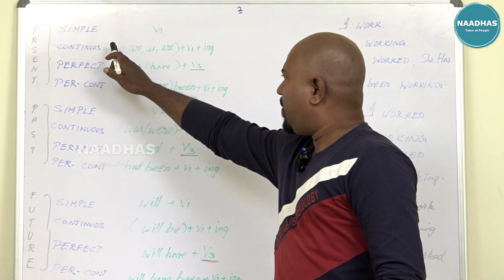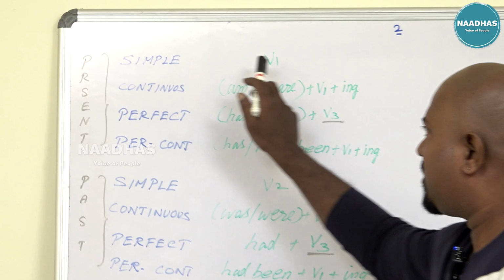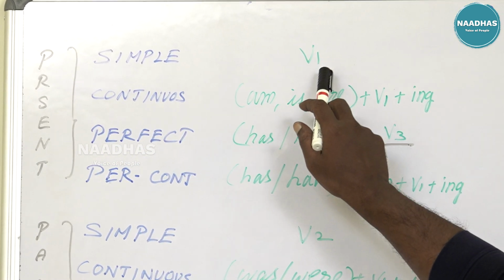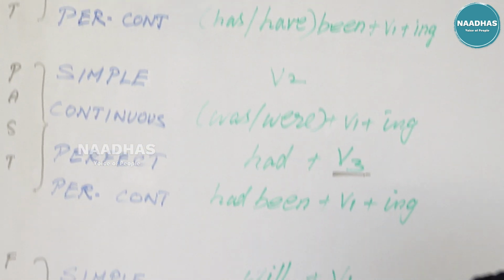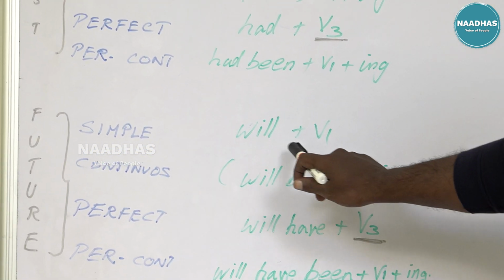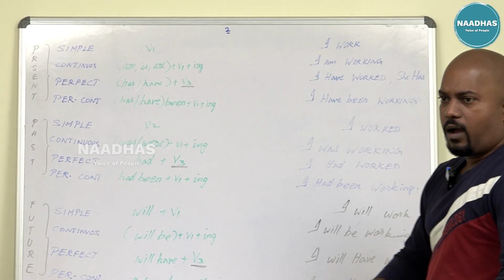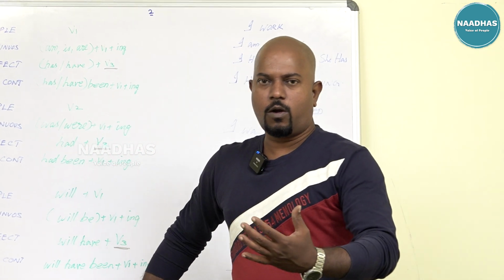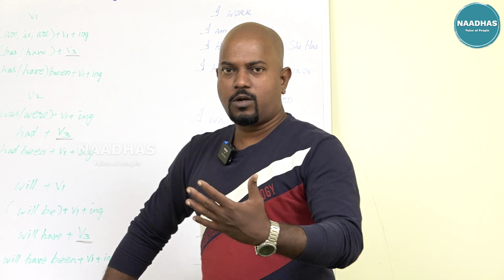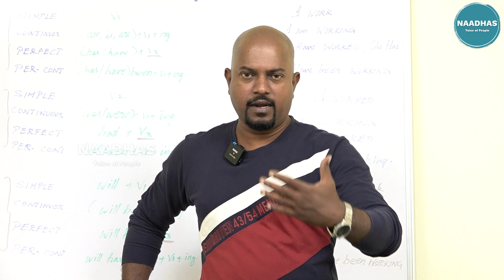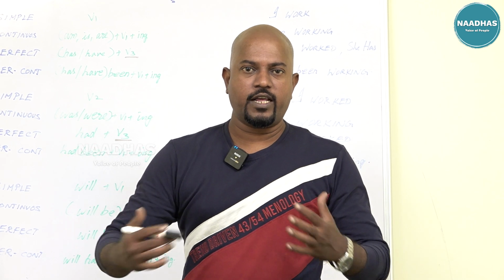Simple present tense is just V1. The verb is V1, and V2 for past tense, and for future it is will plus V1. Fine. So there are the be forms of the verbs, which are called am, is, was, are, and were, which are sometimes used as the main verb, and sometimes used as the supporting or auxiliary verbs.